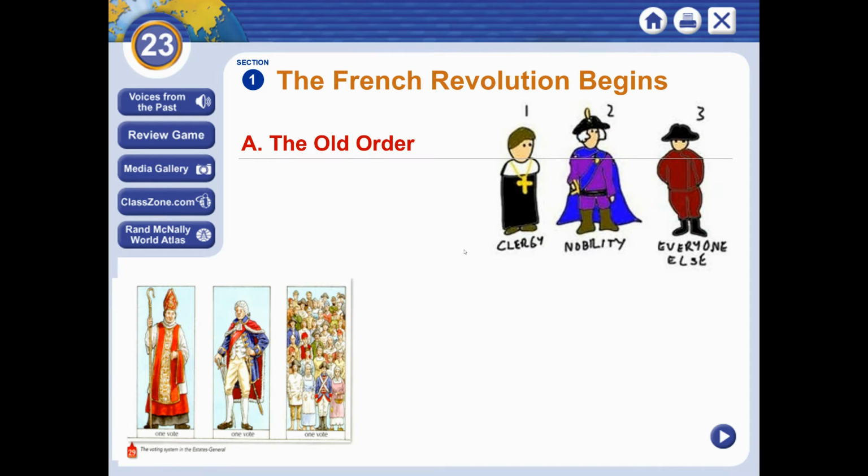In the 1770s, the social and political system of France, called the Old Regime, or the Old Order, remained in place. And under this system, the people of France were divided into 3 really big social classes, or estates.